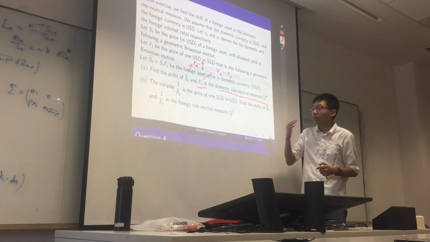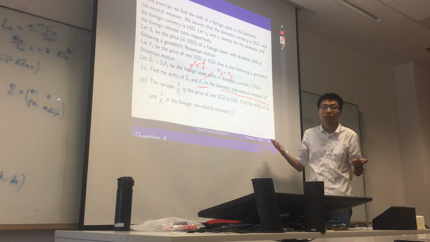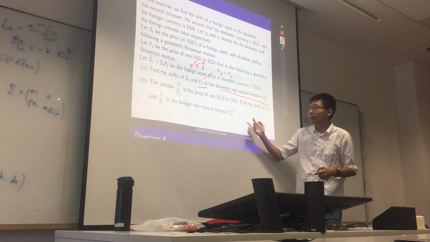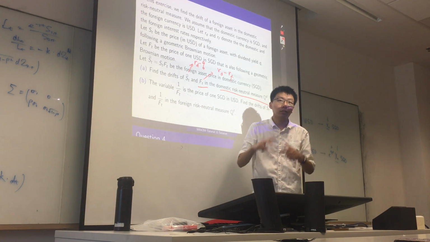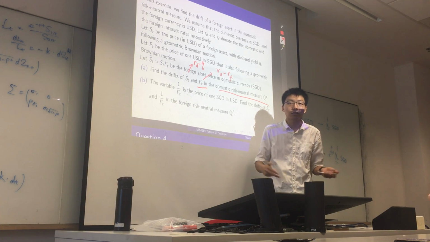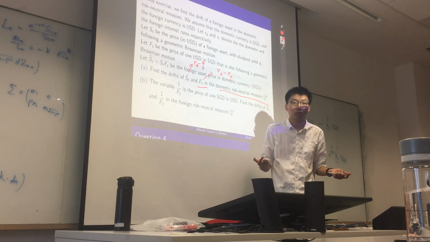So what happens if we are US persons, if we live with Americans? Then basically we'll see that 1 over F is just a stock, the stock name is SGD, and the stock pays dividend at the Singapore interest rate.